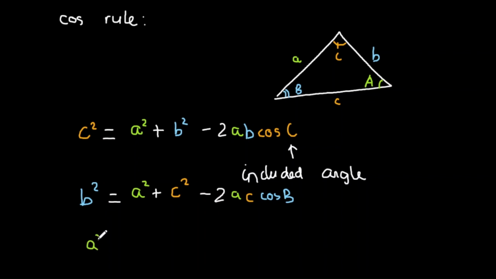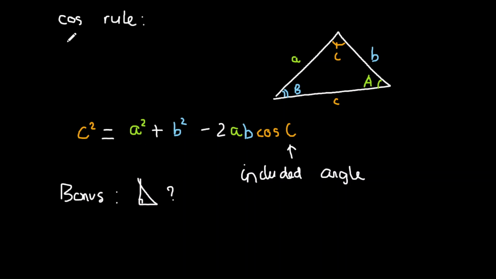Or a squared here. Basically, the cos rule applies to any pair of sides and the included angle on the right-hand side, and the other side of the triangle on the left-hand side of the equation.